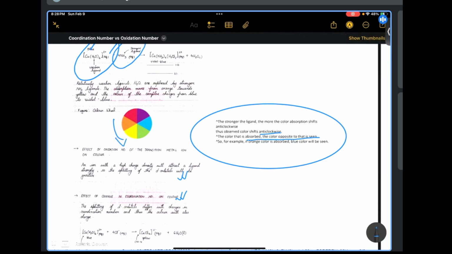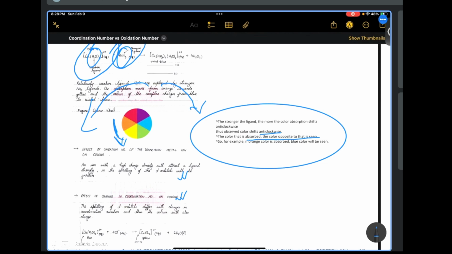The stronger the ligand, it will shift anti-clockwise. We know this is anti-clockwise, right? And this is clockwise. So if you move from a weaker ligand to a stronger ligand, just like from water to NH3, NH3 will replace H2O. So a stronger ligand will form a bond, right? So if a stronger ligand forms a bond, it shifts colors in the anti-clockwise direction.